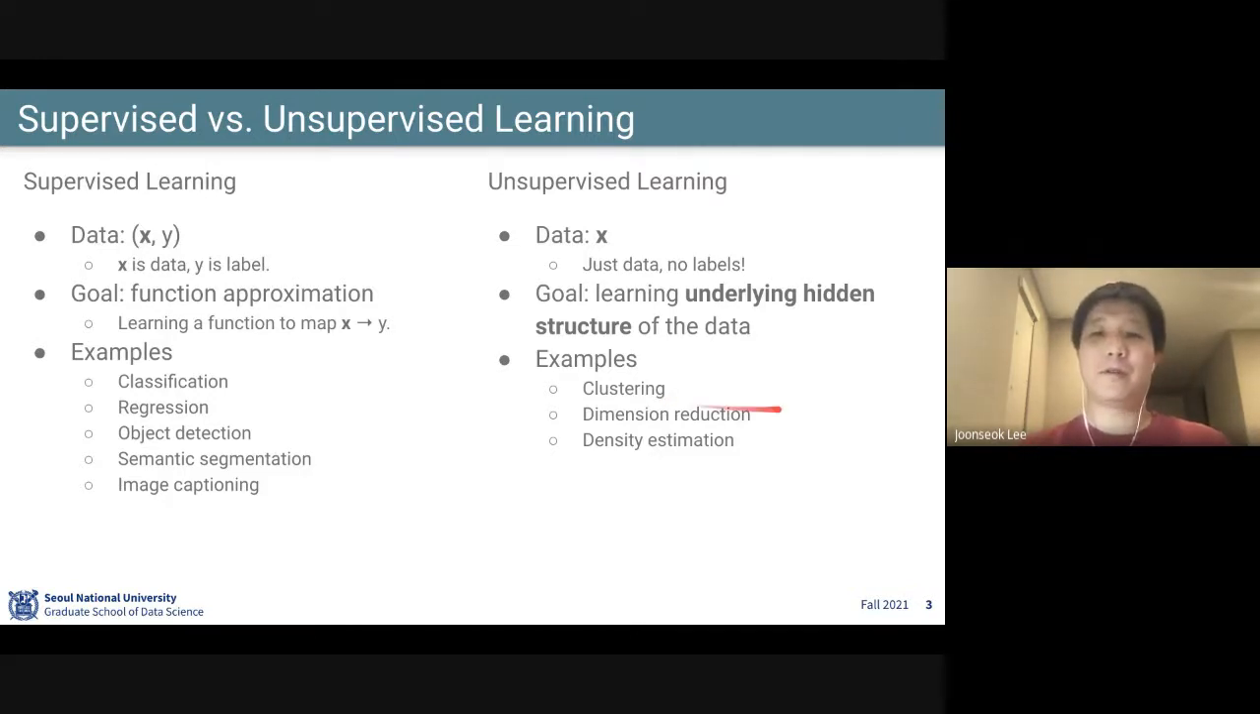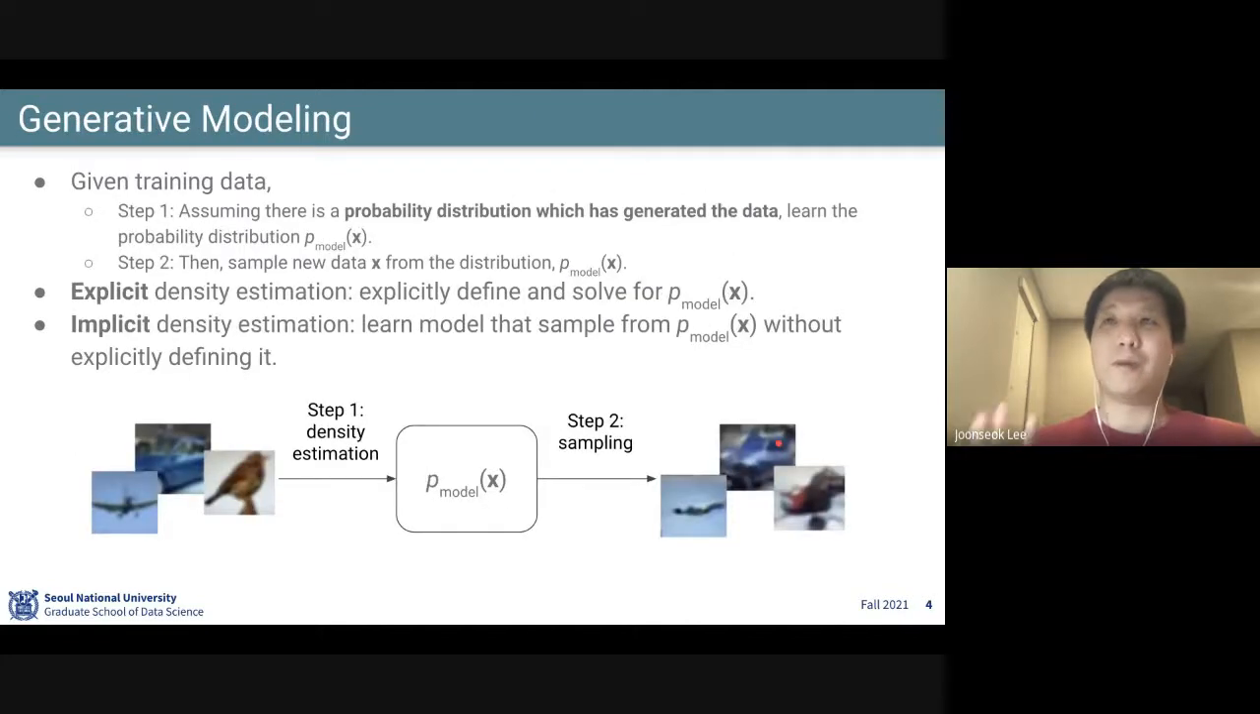Clustering, dimension reduction, and density estimation are the most popular and important unsupervised learning tasks. But we are not going to cover these in this lecture. We will learn more about generative models, which is this.